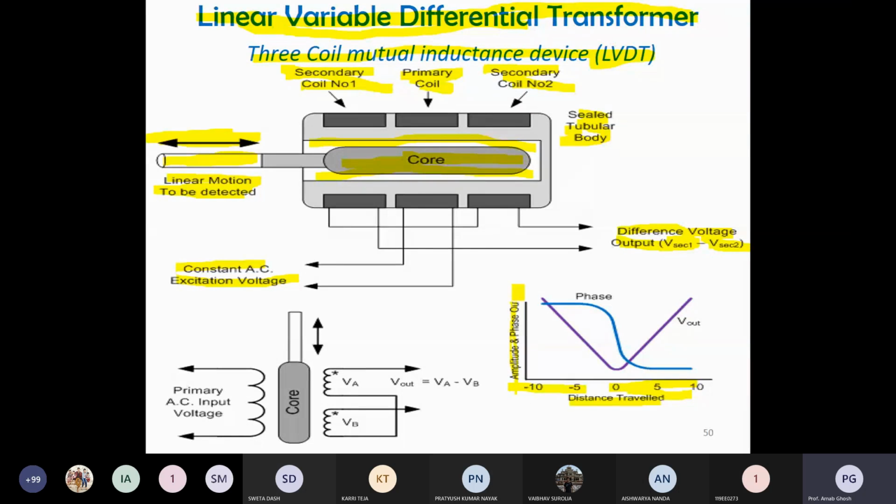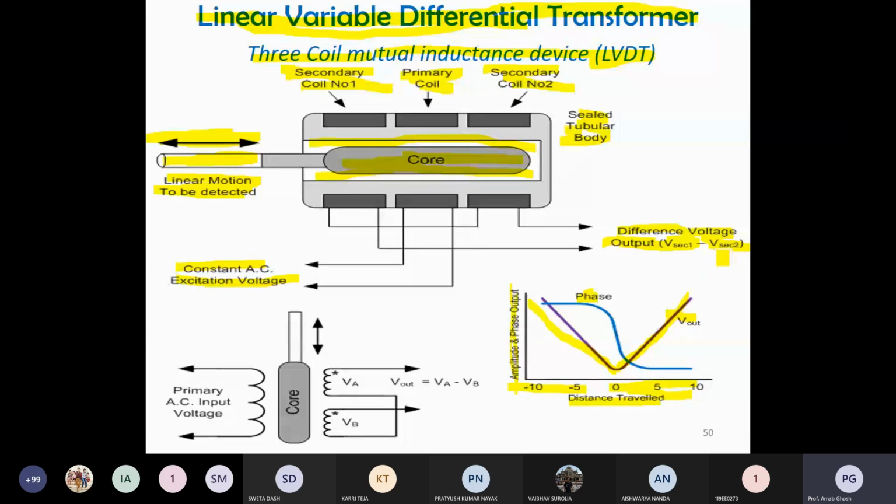So the amplitude and the phase output. You can see that it is your output voltage. When the core is nearer to secondary coil number 1, gradually that voltage will increase. If the core is nearer to secondary coil number 2, the voltage gradually increases. Basically it is the difference of secondary coil 1 voltage minus secondary coil 2 voltage. So when it is nearer to secondary coil number 1, there will be less voltage in secondary coil 2. That's why you get the difference.